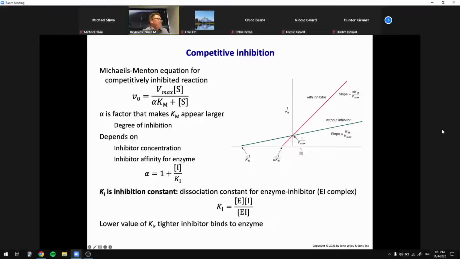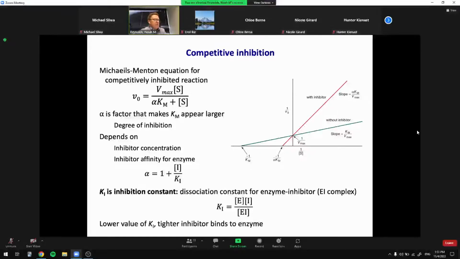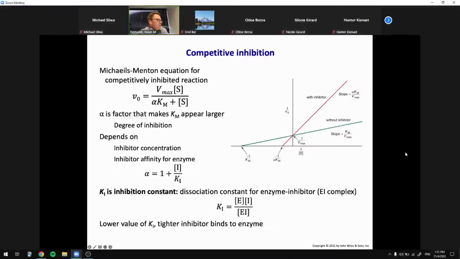You will be asked something about calculating either the alpha or the Ki for the competitive inhibitor. So I would take a look at that. It won't be anything super complicated, but you should understand that Ki is an inhibition constant, right? And so the lower the value of the Ki, the tighter the inhibitor binds.